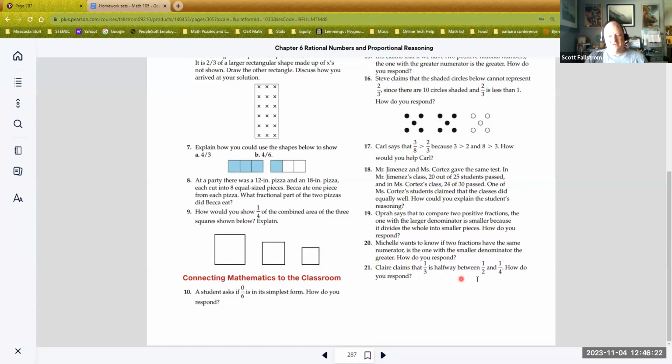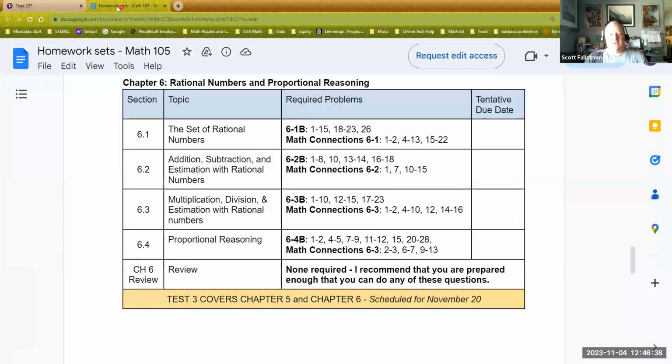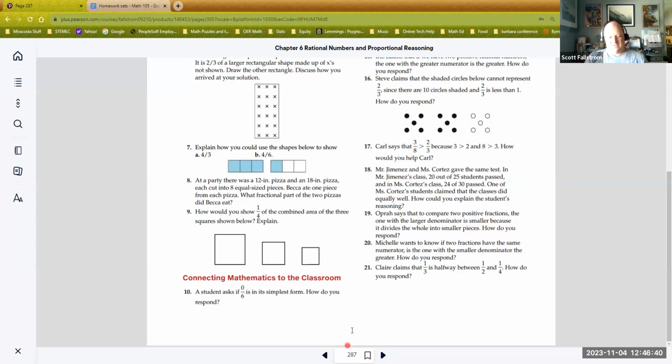Let's see here. 1/3 is halfway between these because, well, I have no idea why, but just says it is because maybe it makes a nice sequence of 2, 3, 4. How do you respond? What do you think? Is it actually halfway between? How would you demonstrate that it is or is not? And lastly, I got to go to the next page for 22.